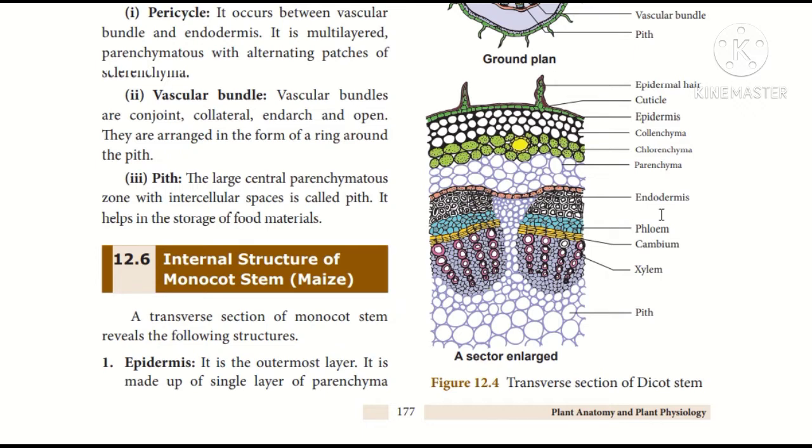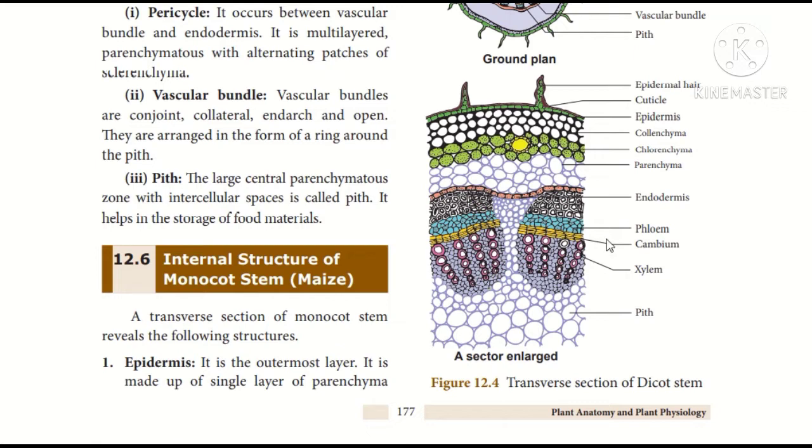And what is a pericycle? This pericycle is the layer that occurs between the vascular bundle and the endodermis. This vascular bundle includes xylem and phloem. So between the vascular bundle and the endodermis, the pericycle is seen, and it is usually not a single layer as you can see in the endodermis or in the epidermis. It is multi-layered, and it is made up of parenchymatous cells with alternating patches of sclerenchyma present in the pericycle.